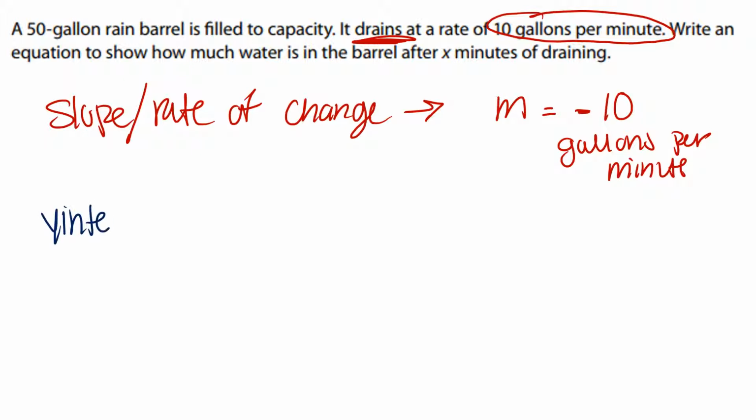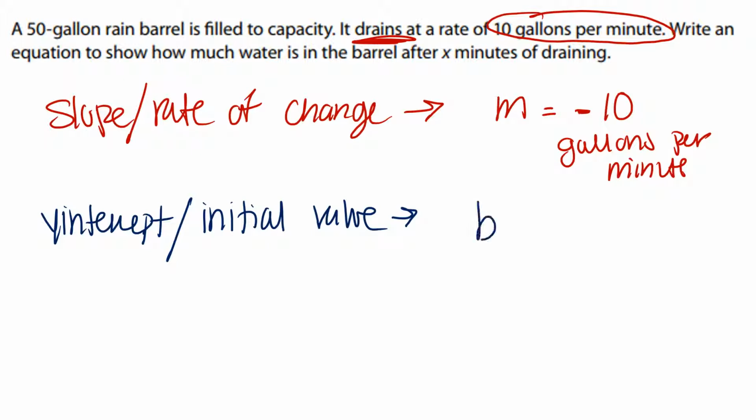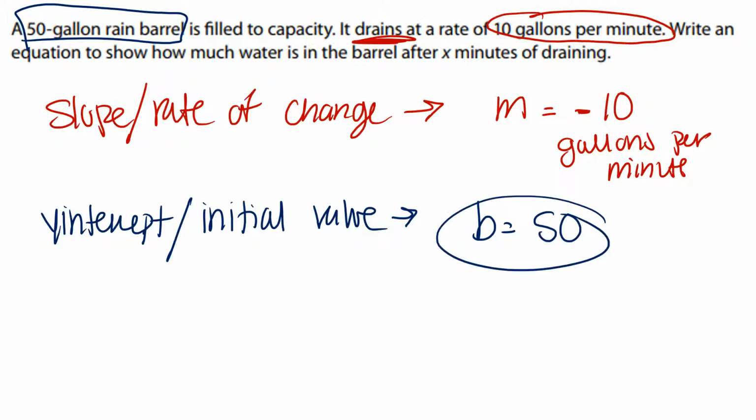The Y-intercept, also known as the initial value, is represented by the letter B, what it starts at. It is starting at 50 gallons. 50 is our initial value, negative 10 gallons per minute is our rate of change.